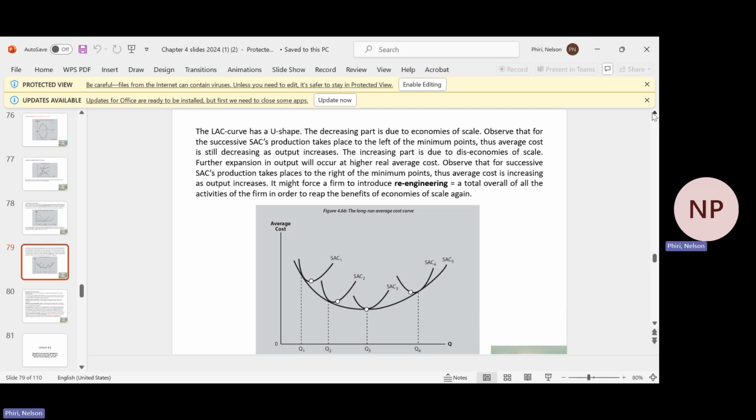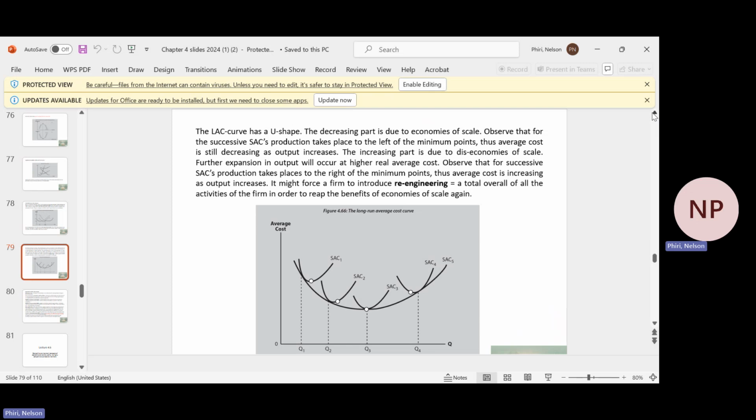Those are to the left of those minimum points. So when we are going down, when the long run average cost curve is decreasing, from quantities Q1 to Q3, they will be experiencing what we call economies of scale. These economies of scale are the lowering of cost due to an increase in output. Then we have the increasing part of your long run average cost curve, which is from Q3 to about Q4.